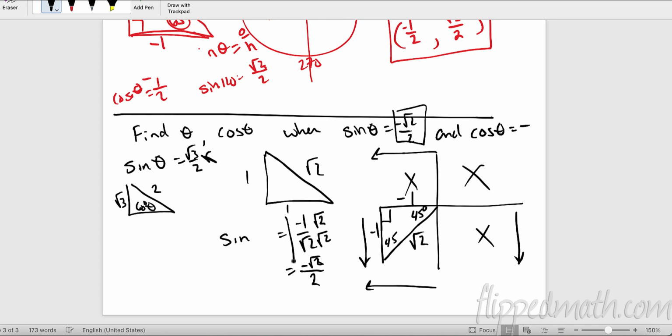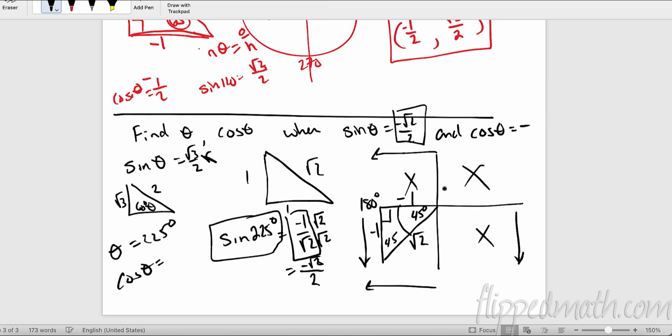Now, in your future, life's going to be better if you know that when you see a 1 and a radical 2, it turns into a radical 2 over 2, and you keep the sign. If not, you can always rationalize it. So I know this is right. So what angle is this? Well, this is 180 degrees plus 45 more, so this is the sine of 225. So now I know theta is 225, and I can find my cosine.